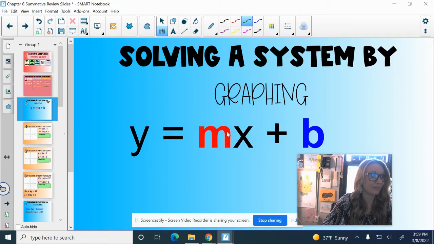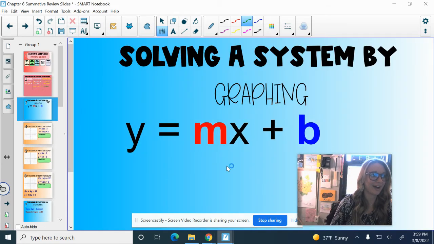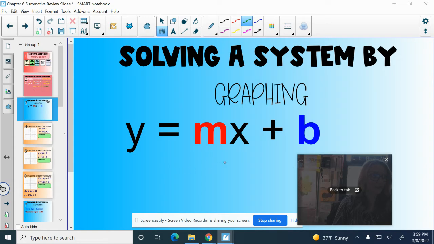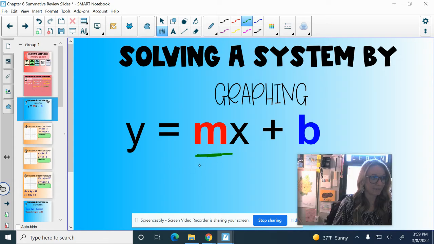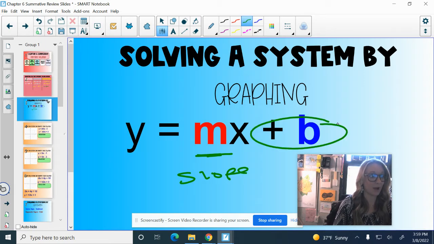Okay, my friends, hopefully this is familiar to us. Slope-intercept form. When you look at this right here, m represents our slope. That tells us how to move. b represents our y-intercept. This is always where we start.